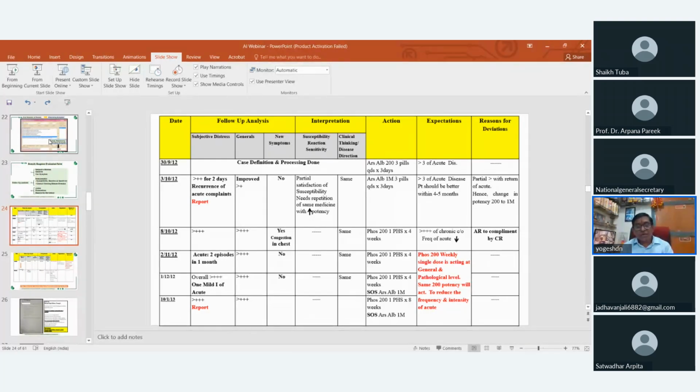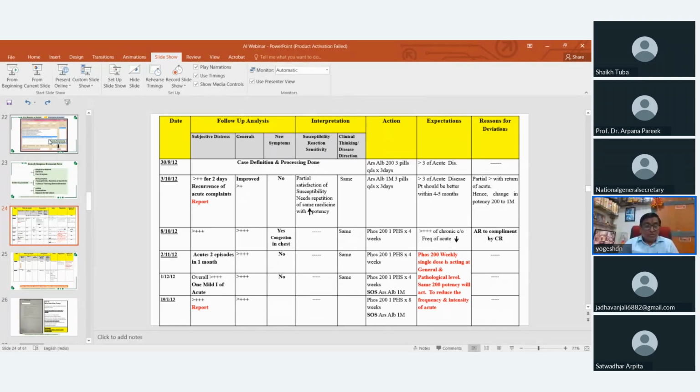The understanding of clinical diagnosis or thinking remains the same. Phosphorus 200, again it was given for 4 weeks with expectation that phosphorus 200 weekly single dose is acting at general and pathological level. Same 200 potency should be prescribed as it will act, so that we can be able to figure it out, the reduction in the frequency and intensity of acute complaints. So all these things are very essential from understanding the way in which our medicines are acting.